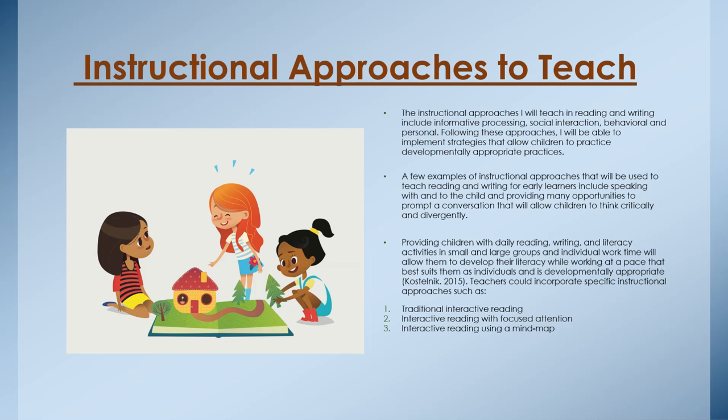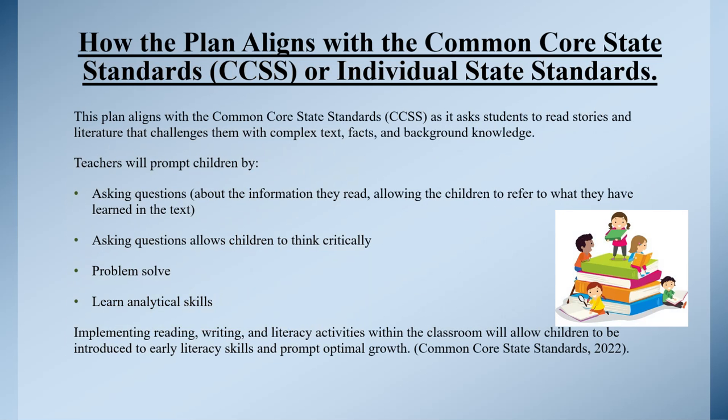Teachers could incorporate specific instructional approaches such as traditional interactive reading with focused attention, interactive reading using mind map. The plan aligns with the Common Core State Standards, CCSS, as it asks students to read stories and literature that challenge them with complex texts, facts, and background knowledge. Teachers will prompt children by asking questions about information they read, allowing them to refer back to what they have learned in text.